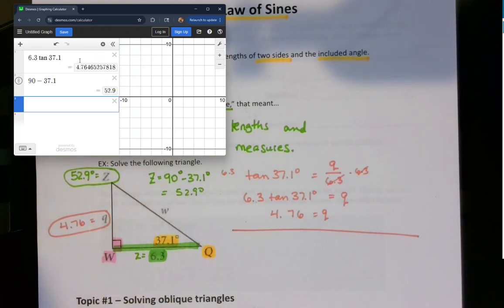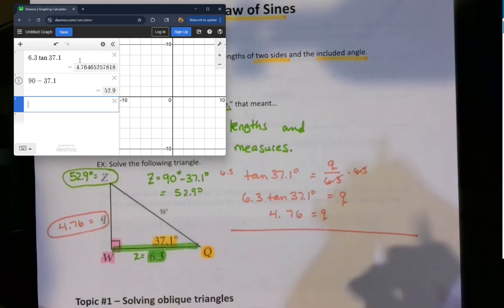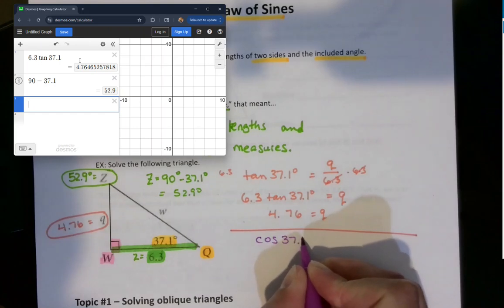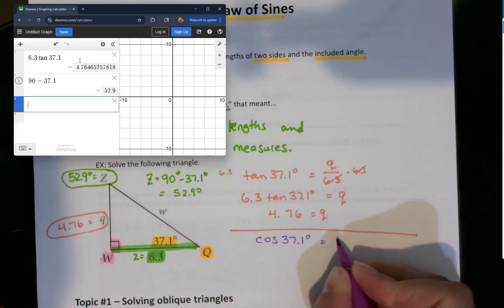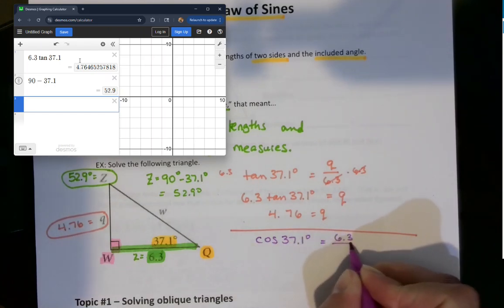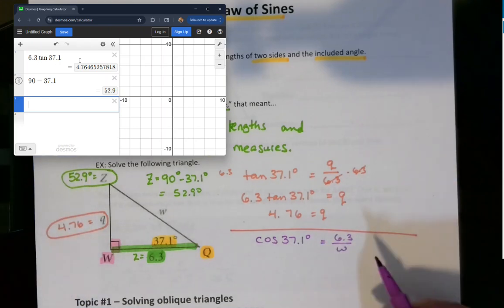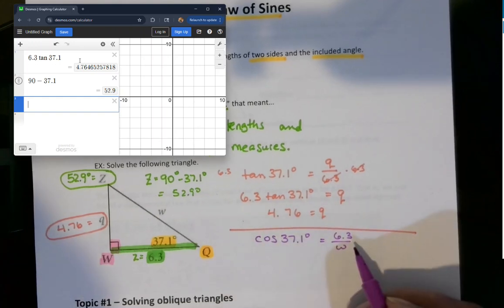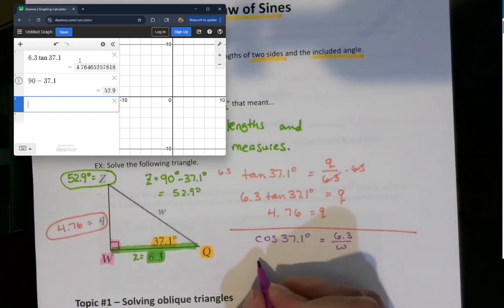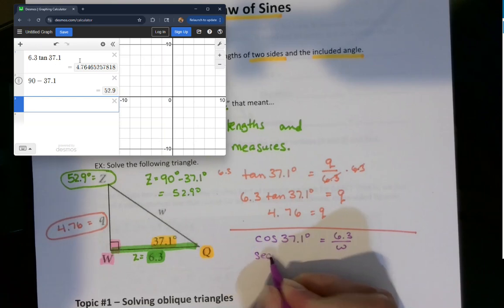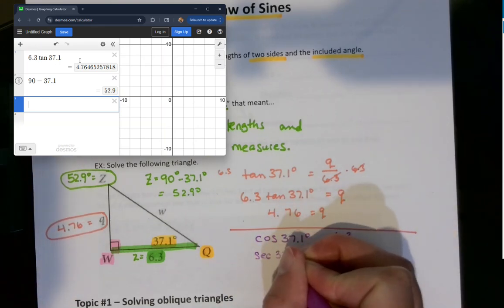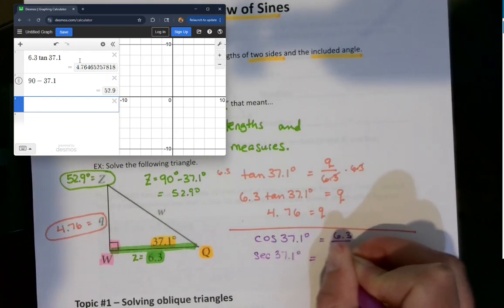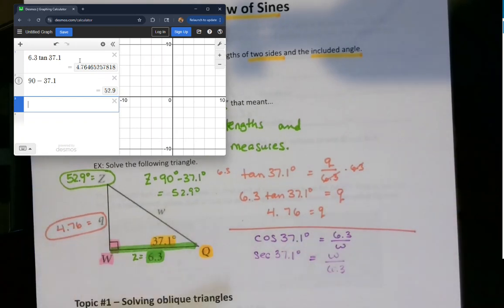So I'm going to say that the cosine of 37.1 degrees would be equal to 6.3 over w. And if I do multiply by the denominator, I'm just going to put my w to the other side, and I'll need to divide off the cosine. So what if instead of the cosine, I had used its reciprocal function, which was the secant? So the secant of 37.1 degrees would be equal to w over 6.3. So I need a new marker here.